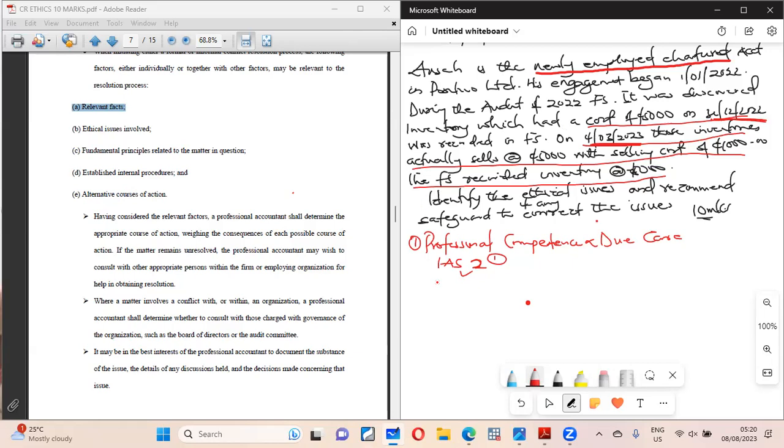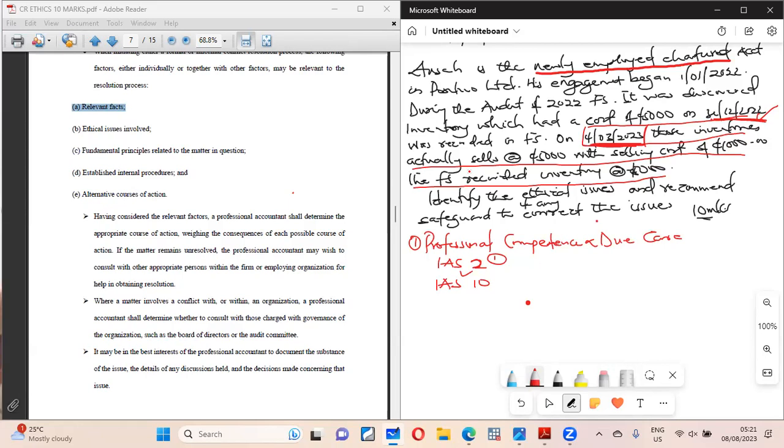IAS 10. All right, so what does the event after the reporting date say? You see, this thing is an event after the reporting date. This is the reporting date, and this is an event after the reporting date. It says that if there is any event, favorable or unfavorable, that happens between the reporting date and the date financial statements are authorized for issue, that event must be grouped into two. One, adjusting event. Number two, non-adjusting event.